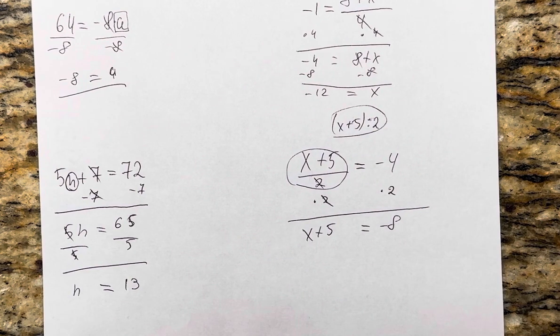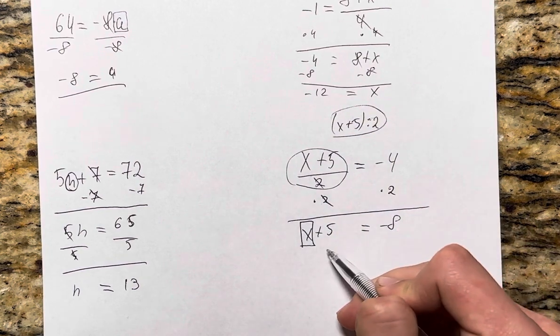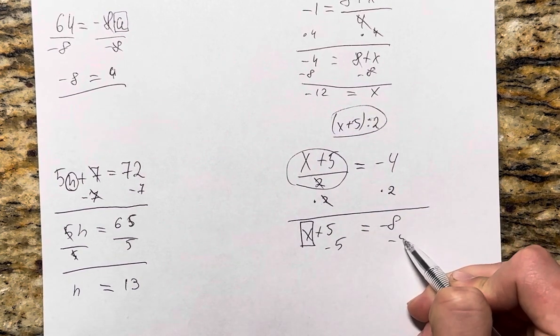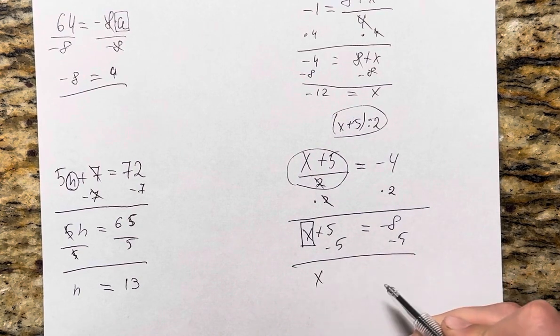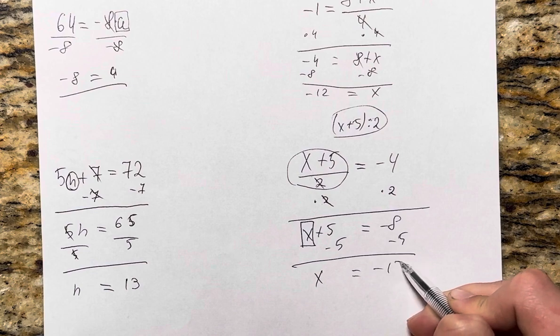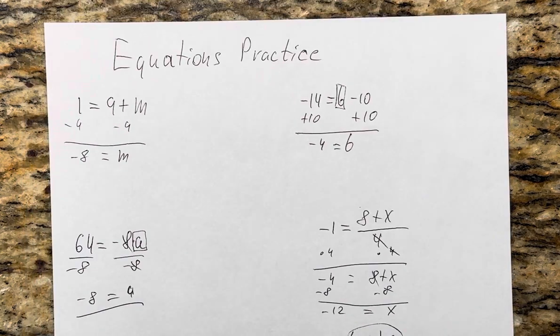And now we can isolate the x, and we can subtract 5 from each side. We'll get x equals -13. Alright, that's your answer.